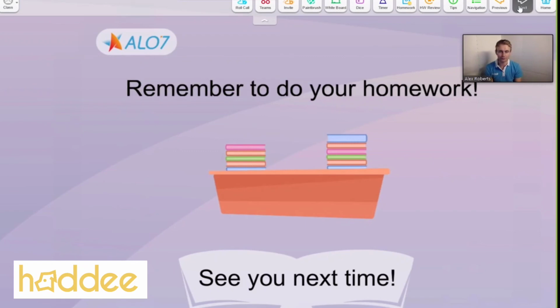Remember to do your homework. Here is the final page of the lesson. Here is a chance to provide some basic feedback to each of the students and say goodbye to them. We can also have every student say goodbye to you too. They can say, "Bye-bye, teacher," followed by your name.